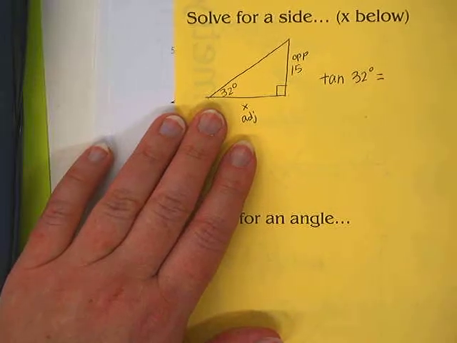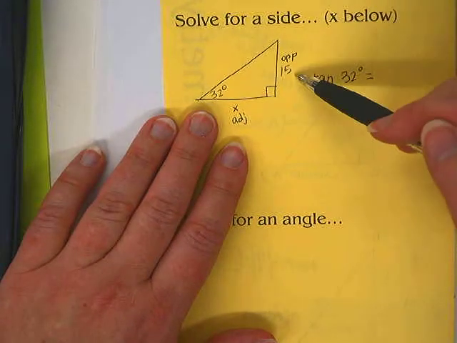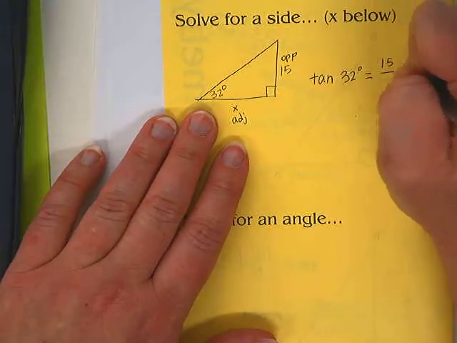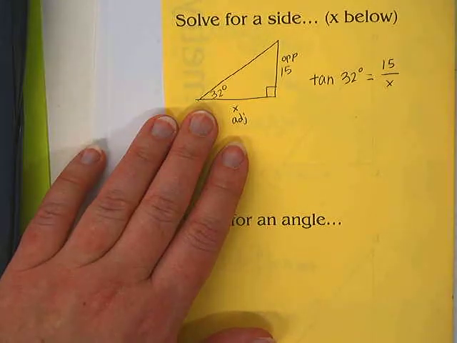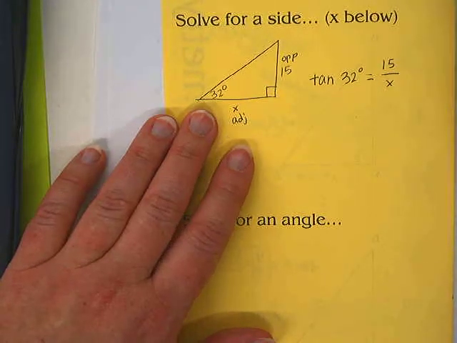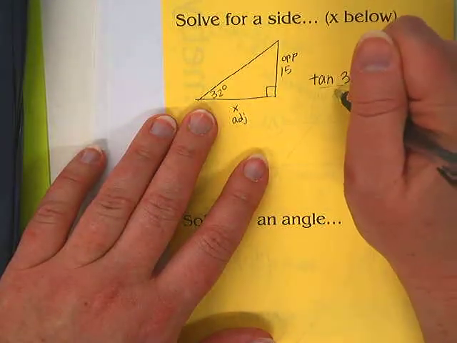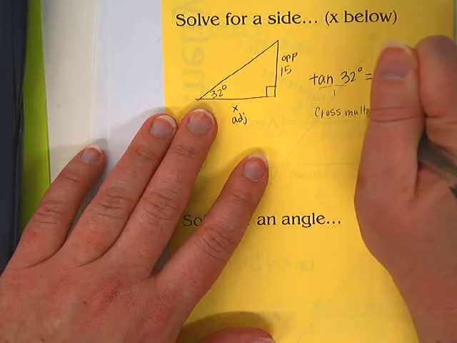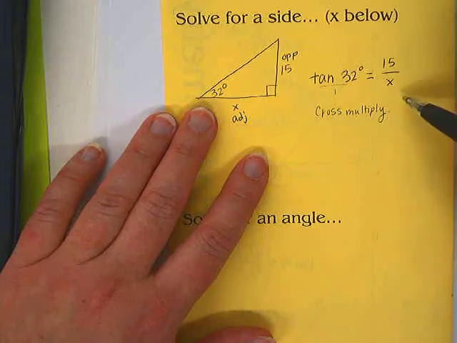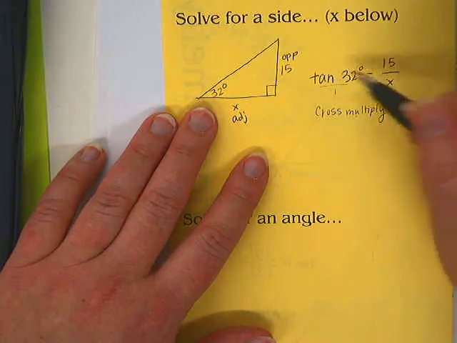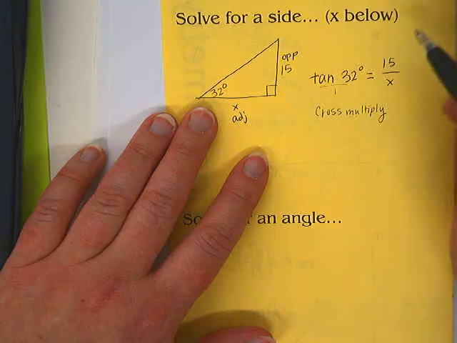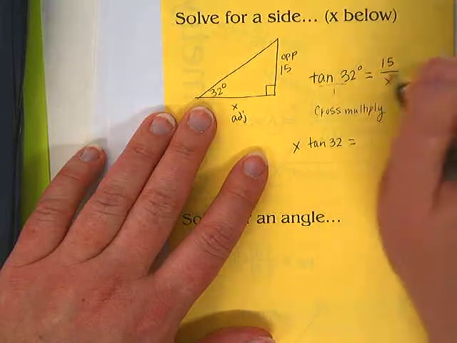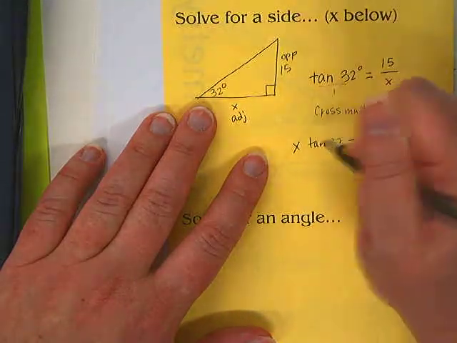Now we create our ratio with the numbers in the triangle. So the definition of tangent is opposite over adjacent. So what number goes on the top? 15. The 15 goes on the top, and the x goes on the bottom. Can we cross multiply again, just like we did in the last problem? Yes, we can. So I'm going to put that over 1 again so that I can cross multiply. So this time it would be x times the tangent of 32 equals 1 times 15.